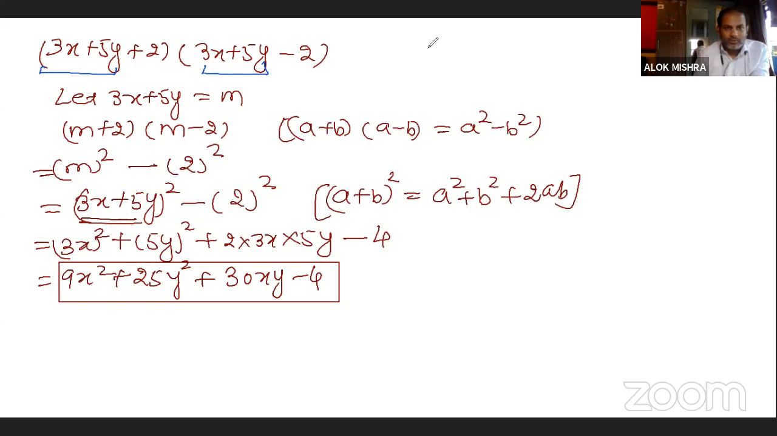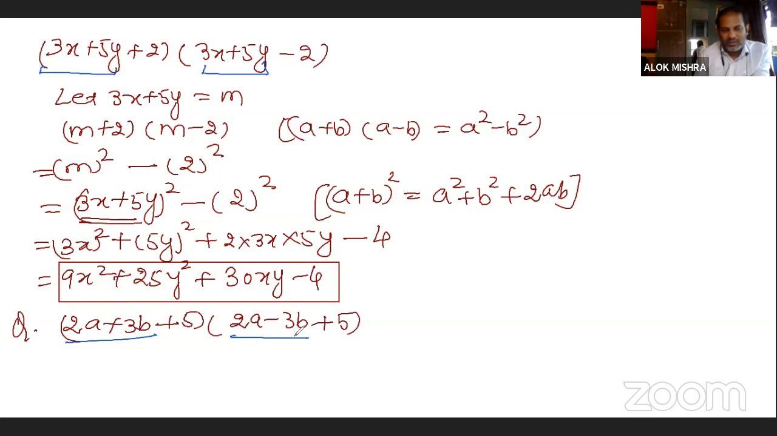So the next question is of the same type. I'll be taking the 7th question, that is (2a plus 3b plus 5)(2a minus 3b plus 5). Now, if I observe, the first two terms are not the same. This is 2a plus 3b and this is 2a minus 3b.